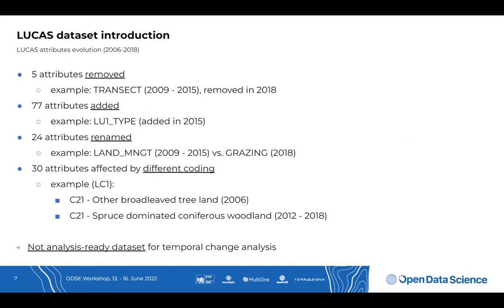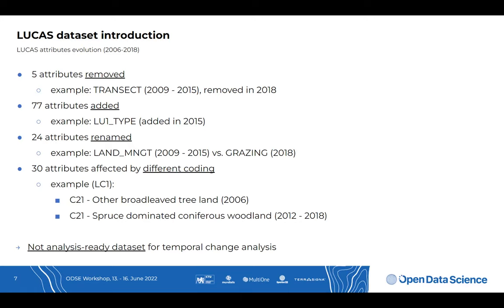Okay, so let's continue with the next slide. As I already mentioned, the data set is changing over time, so the number of attributes is changing. You can easily see that the data set has its own evolution. It's not only about adding new attributes, but there are different kinds of changes. Some attributes were removed. For example, in 2018, the transect attribute has been removed, so it's not collected anymore.